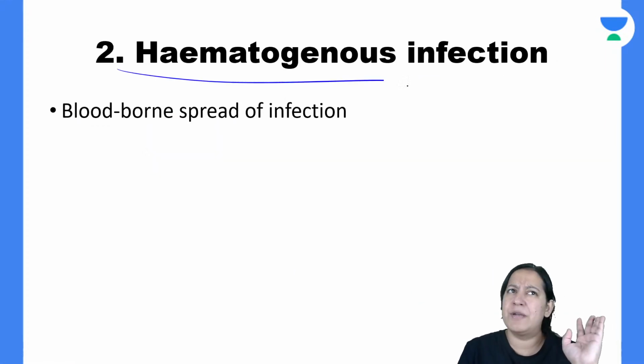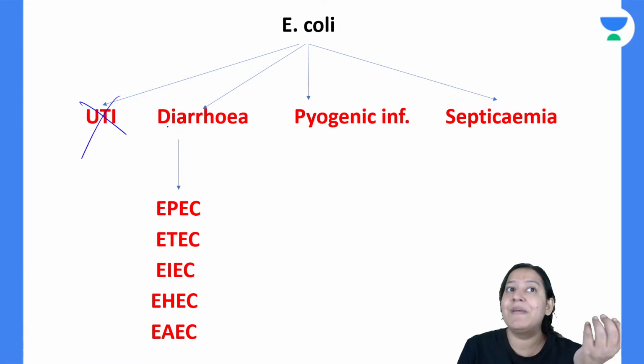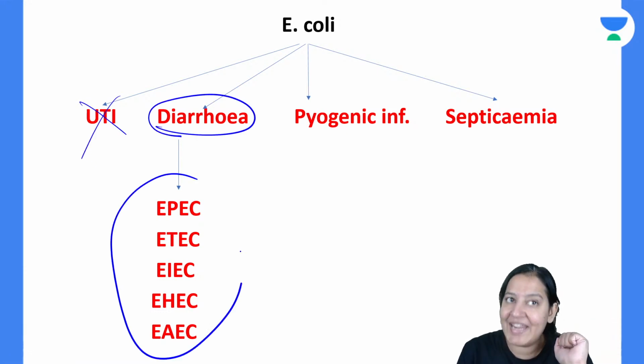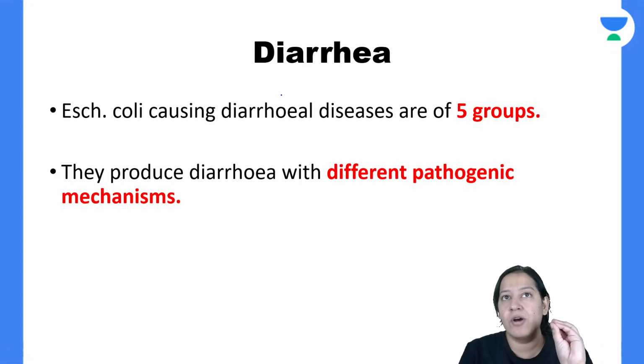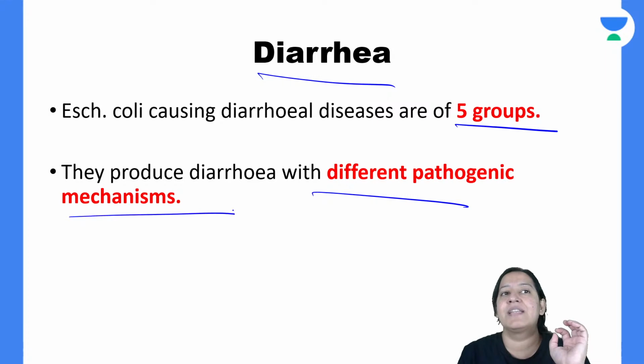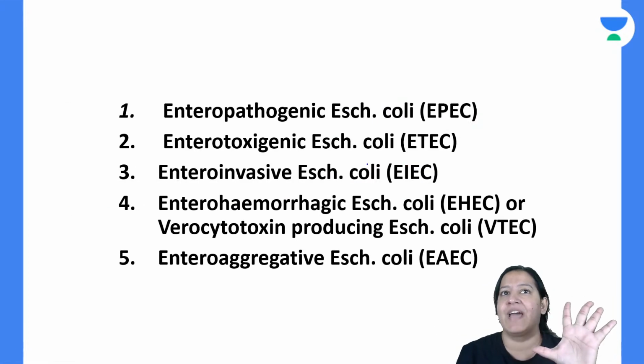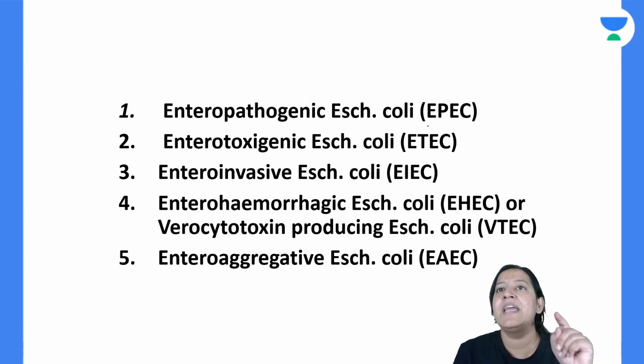And the second is the hematogenous route via blood. That is the thing. I'm not interested in UTI because our question is based on diarrhea. Let me teach you diarrhea. For causing diarrhea, there are 5 types of E. coli which have different pathogenic mechanisms. All of them cause diarrhea, but by different mechanisms. Let me teach you the full forms of them.